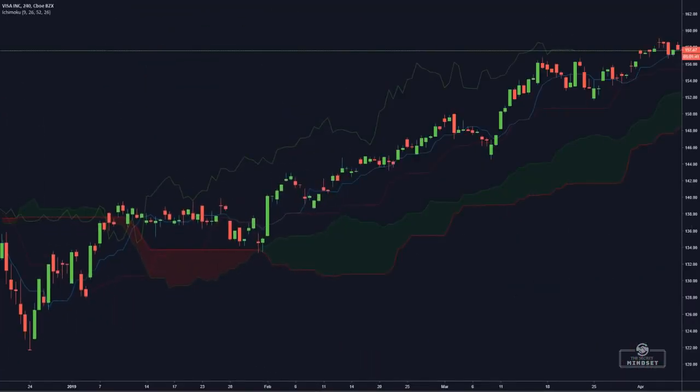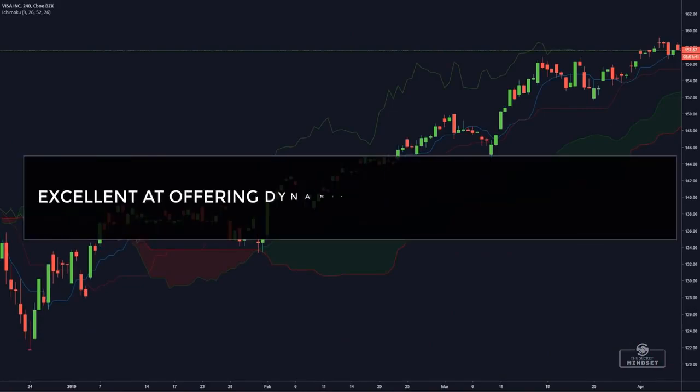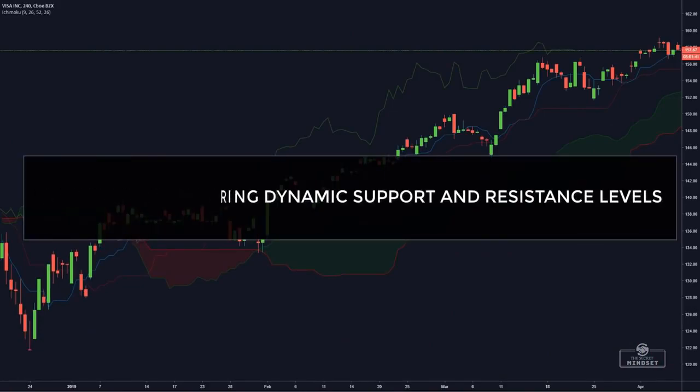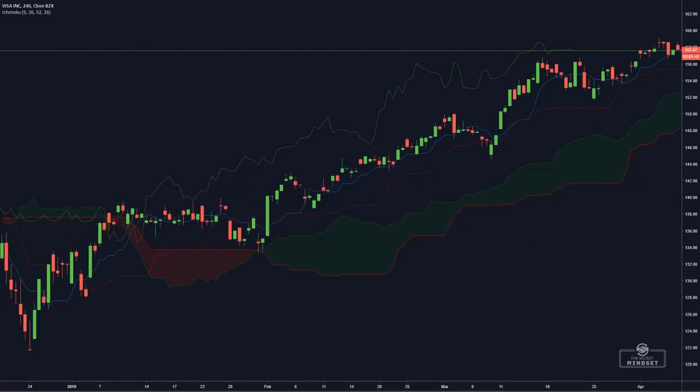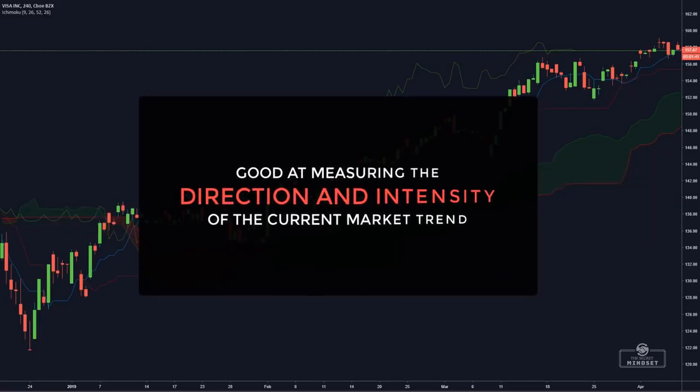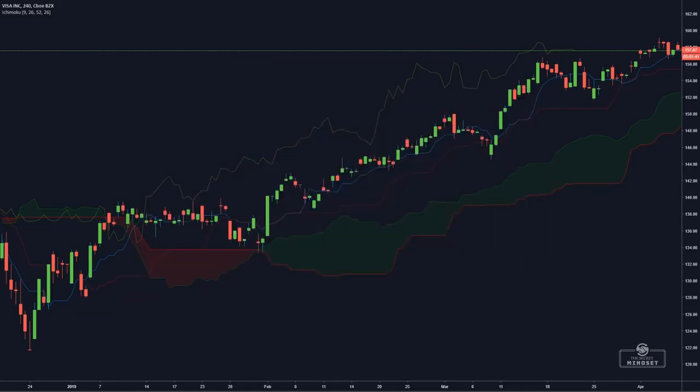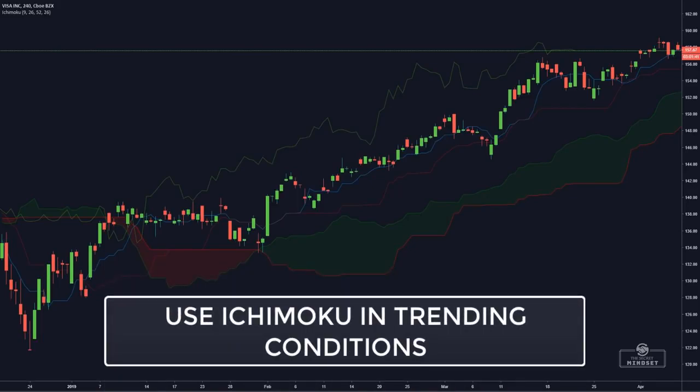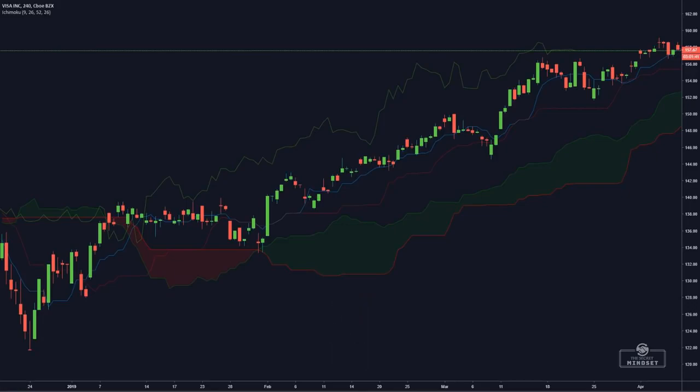All in all, the Ichimoku is an interesting indicator, excellent at offering dynamic support and resistance levels. Its main advantage is the fact that it's good at measuring the direction and intensity of the current market trend. Just be careful and use it in trending conditions, because during non-trending markets it will offer a lot of false signals.